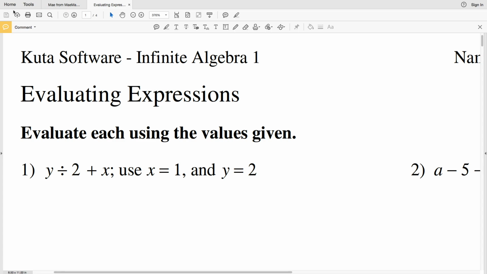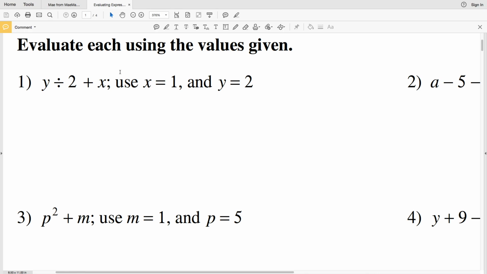In this video, we're going to start the Evaluating Expressions worksheet. This worksheet can be found on the KutaSoftware website, select Free Worksheets, and go into Algebra 1. So this is Evaluating Expressions in Algebra 1. So we're going to evaluate each using the values given.